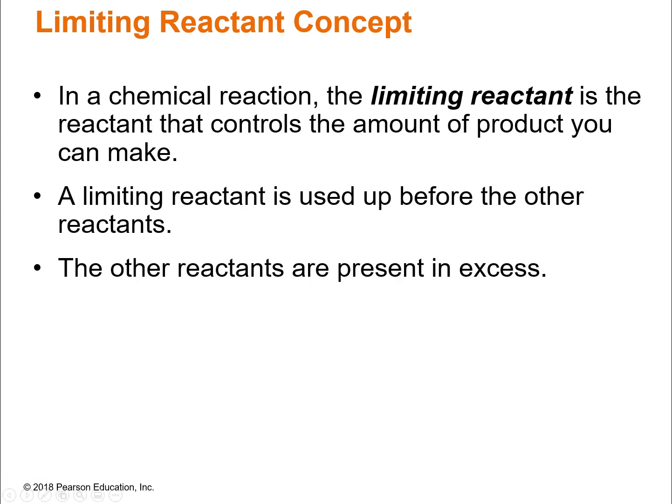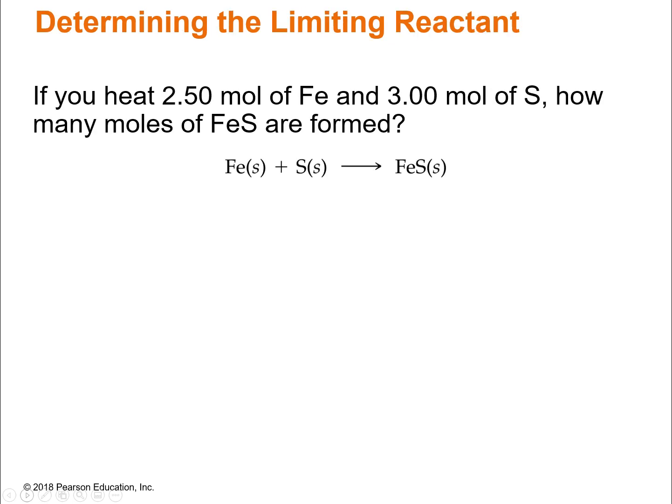And in chemistry, the limiting reactant is used up before all the other reactants. Everything else is present in excess. We can take this concept and put it on top of the stoichiometry problems that we've been doing. So let's start slow. We're going to determine the limiting reactant in this problem. It's just going to be moles, okay? We're not doing any mass to mass or anything like that yet. If you heat 2.5 moles of iron and 3 moles of sulfur, how many moles of iron(II) sulfide are formed?